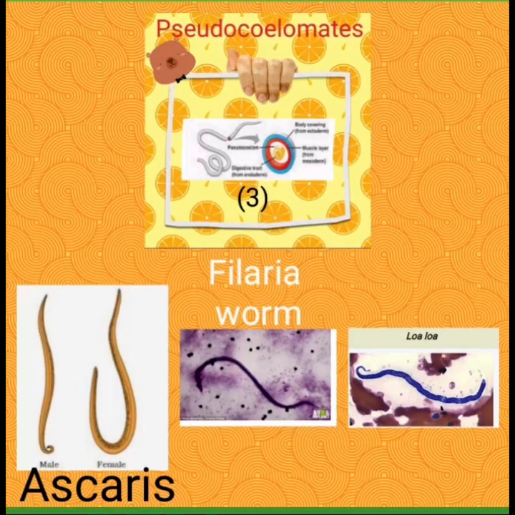Number 3, pseudocoelomates. In these animals, they have a body cavity, but this cavity is not formed from either mesoderm or gut, but it is formed from the blastocoel, that is a cavity within the embryo which is filled with a fluid. Examples of pseudocoelomates are Ascaris, filaria worm, and loa.